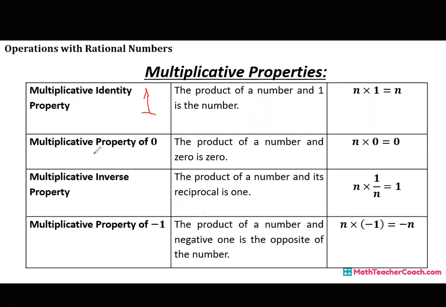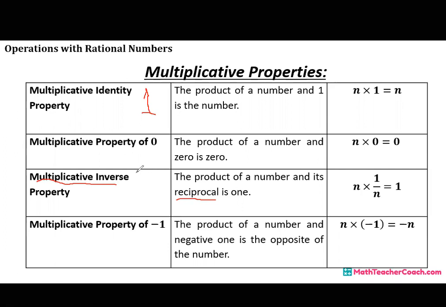Second, the multiplicative property of 0. The product of a number and 0 is 0. Any number you multiply by 0, the answer should be equal 0. Multiplicative inverse property. The product of a number and its reciprocal. The multiplicative inverse, we can denote it by reciprocal, which means we are going to flip it.